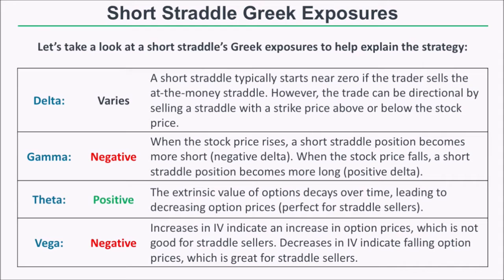So when you bring all of these Greeks together, you learn that a short straddle position makes money from the passage of time because it has positive theta, and it makes money from decreases in implied volatility because it has negative vega. On the other hand, a short straddle position can lose money from an increase in implied volatility or a significant stock price movement in either direction. So as long as the stock price does not move significantly in either direction and implied volatility does not increase, a short straddle position will profit from the passage of time.